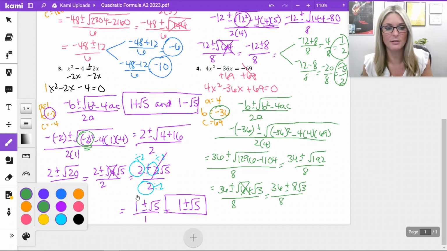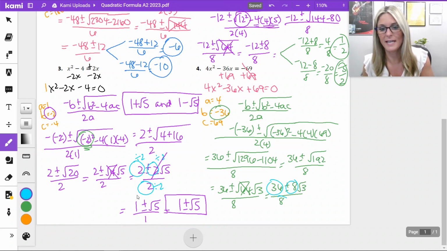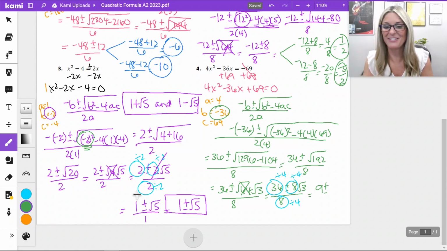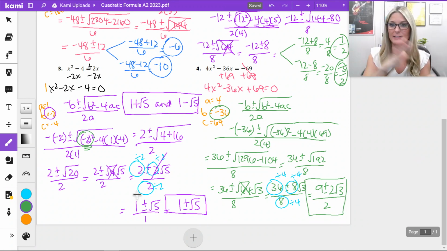Can I simplify those 3 places? The 36, the 8, and the 8. Are they all divisible by 4? Are they all divisible by 8? No, just 4. 36 divided by 4 is 9, plus or minus 8 divided by 4 is 2, radical 3, and then 8 divided by 4 is 2. We simplified those 3 places. Again, you could write these separately in Delta Math as 9 plus 2 radical 3 divided by 2 and 9 minus 2 radical 3 divided by 2, or you can use that plus or minus symbol in Delta Math.